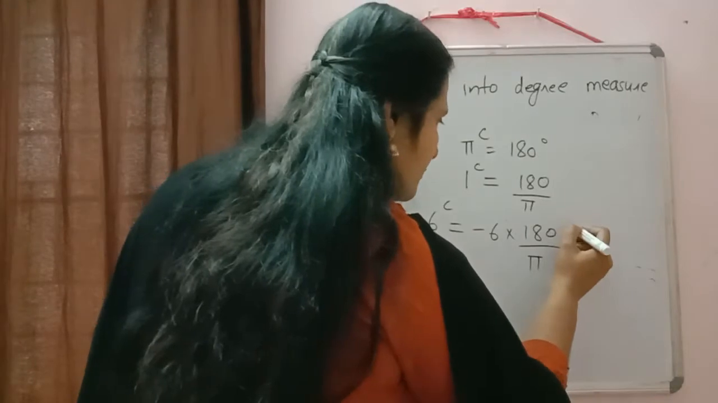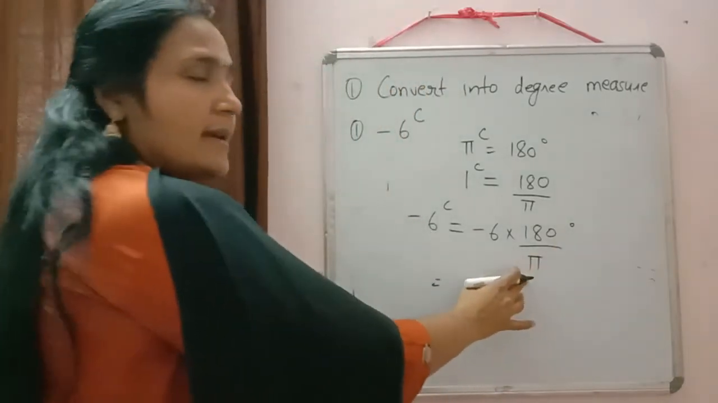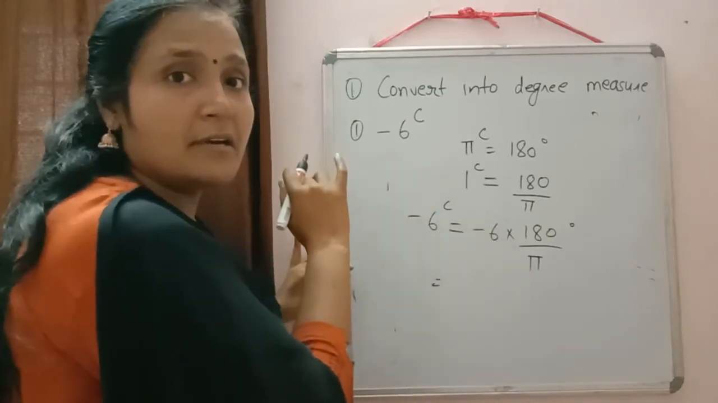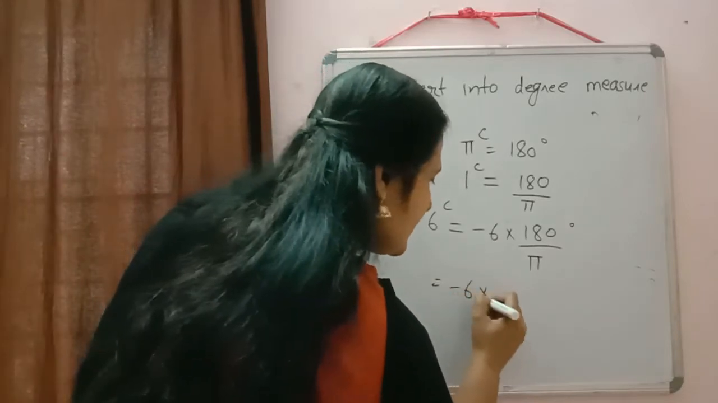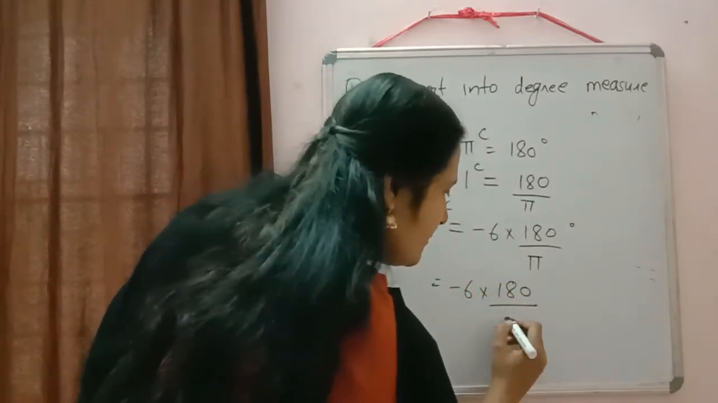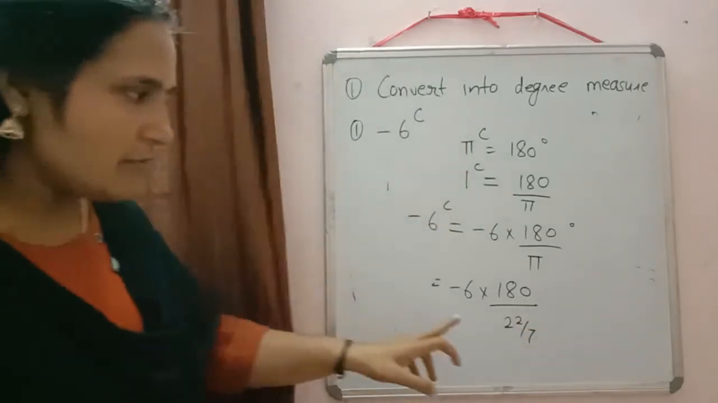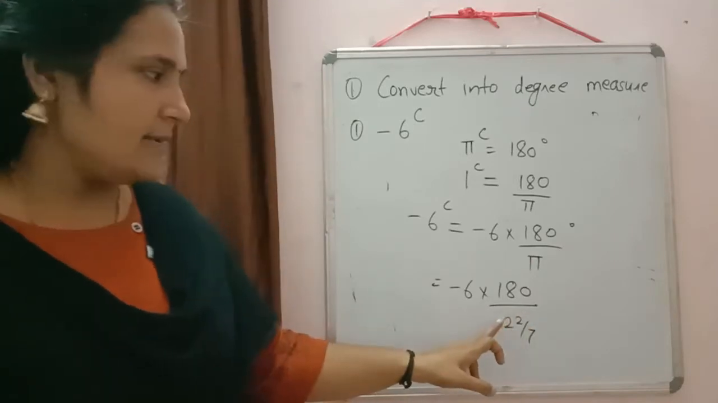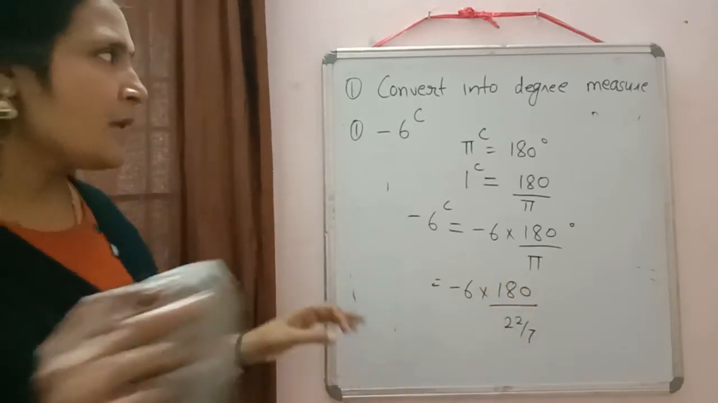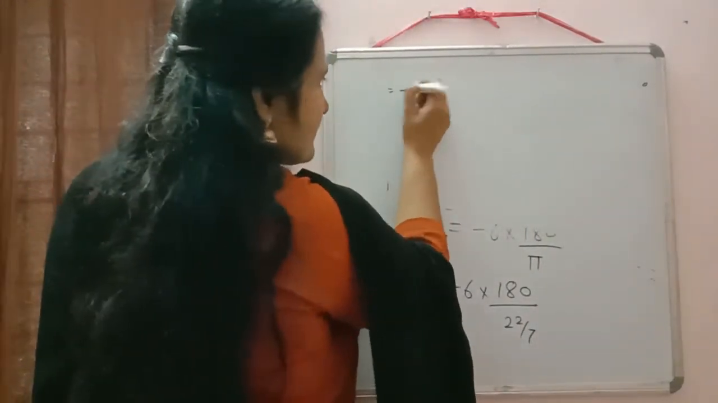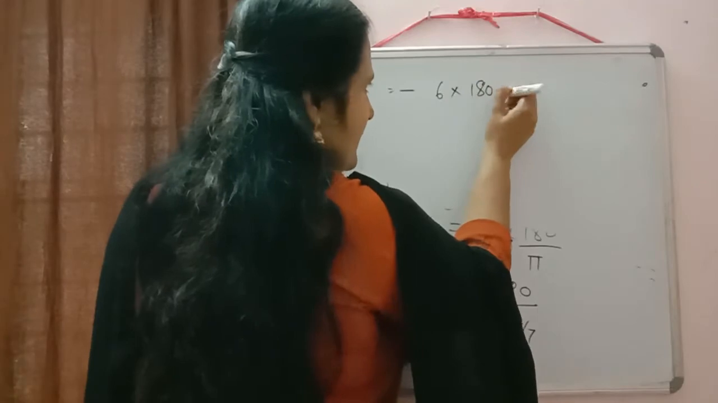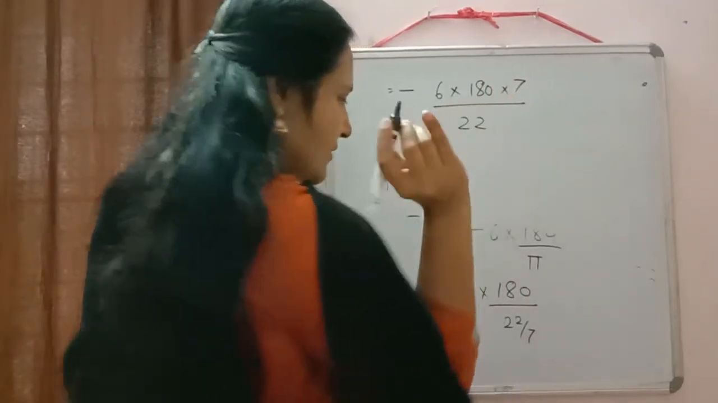So now what we have to do here, we have to convert. We will take pi equal to 22 by 7, because degree should not come in terms of pi. So -6 into 180 by 22 by 7. When we change the division into multiplication, we take the reciprocal of 22 by 7. So 7 will go to the numerator. So it will be equal to -6 into, don't take that negative sign in calculation there, 6 into 180 into 7 by 22.